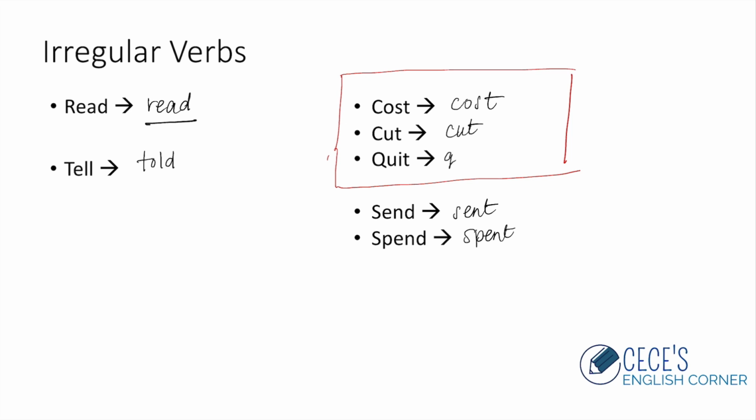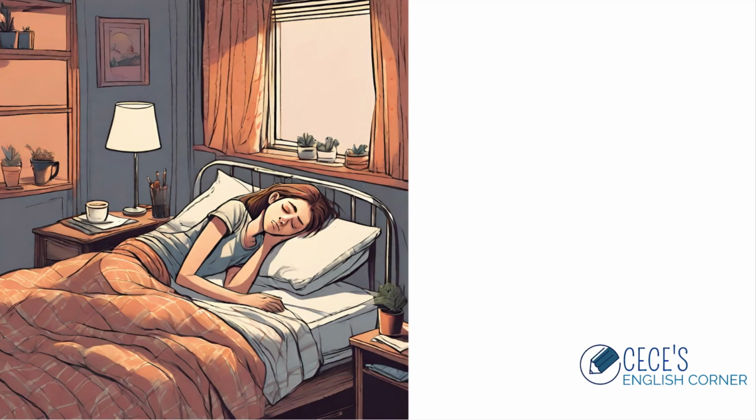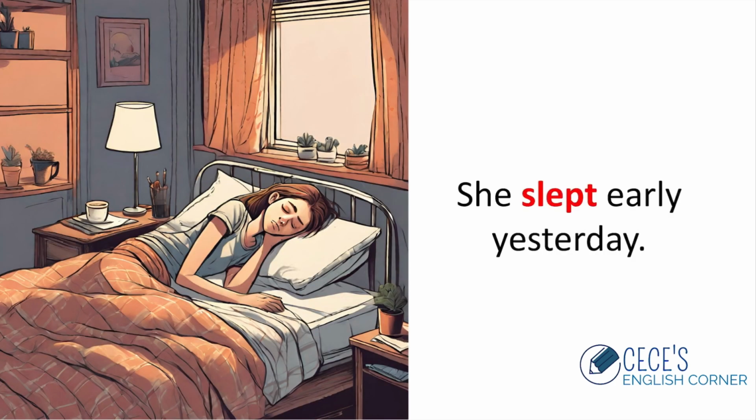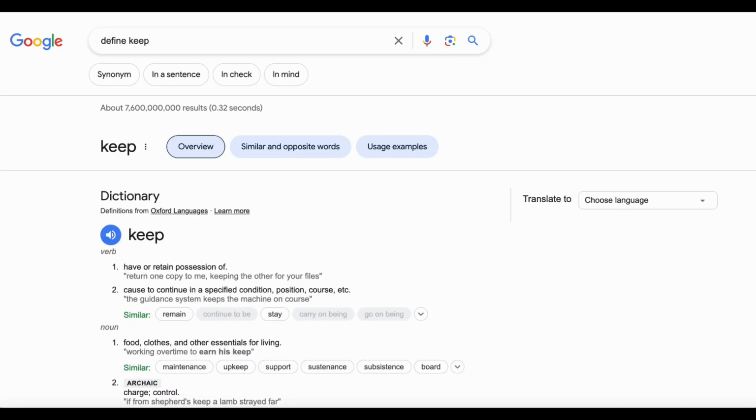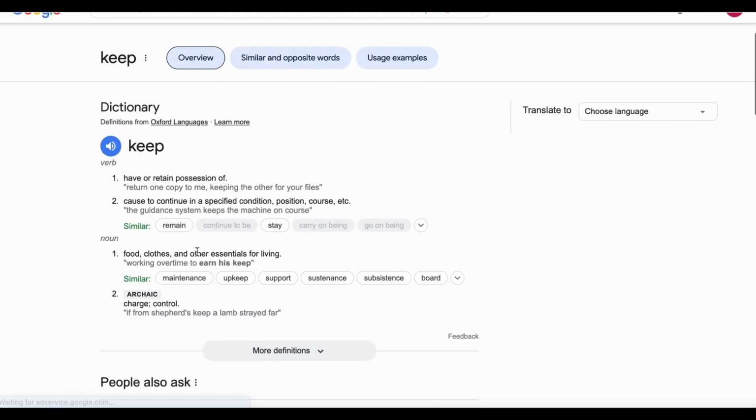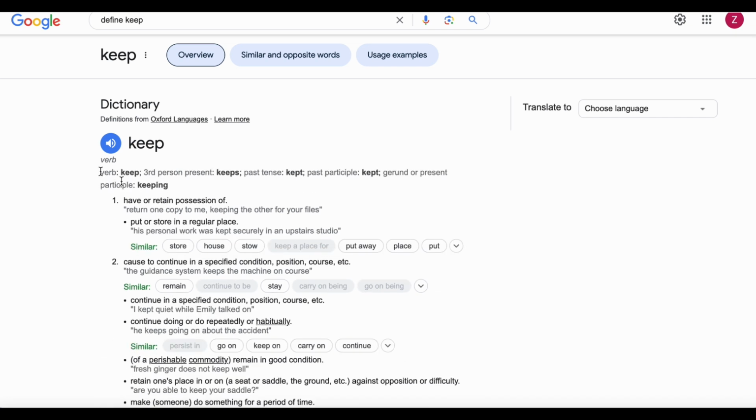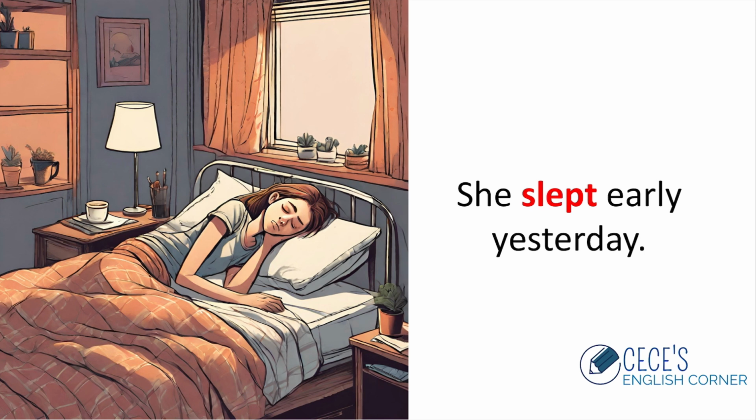The past tense of quit is quit. I quit my job a few months ago. The past tense of to sleep is slept, as in, she slept early yesterday. When you're not sure what the past tense of a verb is, you can always look it up in the dictionary. The most irregular of them all is the verb to be.